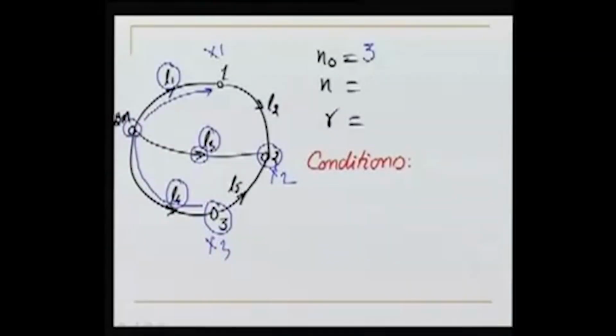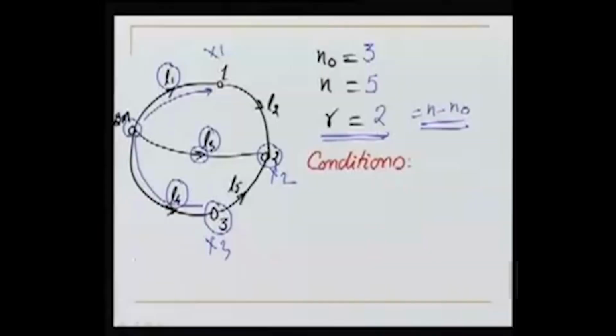Well, the actual number of observations that we have taken is 5. So the redundancy in this case is 2, which is n minus n naught. That's the redundancy. So we should have 2 independent condition equations. So we need to write those condition equations now. How do we write them?